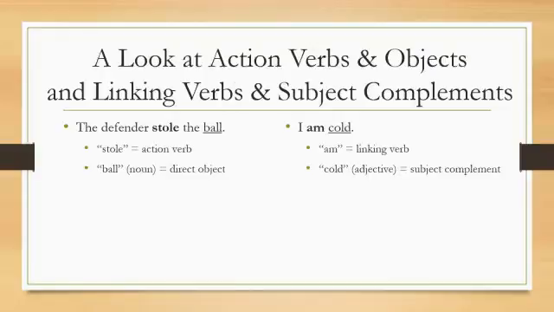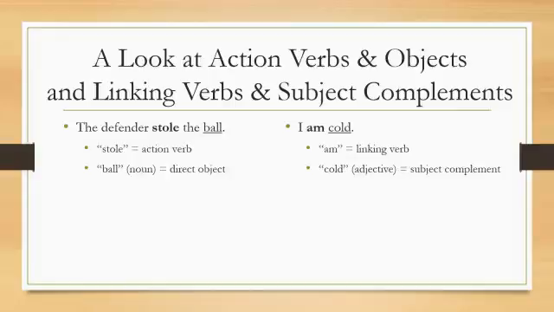If I have action verbs, let's say I'm looking at the verb steal, past tense stole. The defender stole the ball. Stole is an action verb, and the direct object of that verb is ball. Okay, and ball is a noun. So anytime we have an action verb and we're looking for a direct object, that direct object has to be a noun or a pronoun. The defender is a subject. He or she stole. What did they steal? The ball.